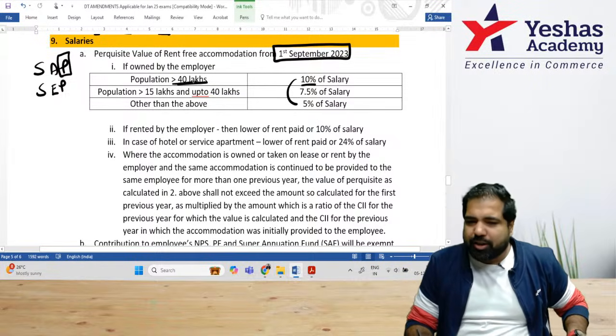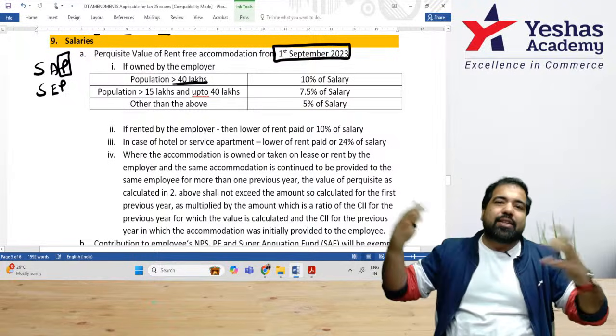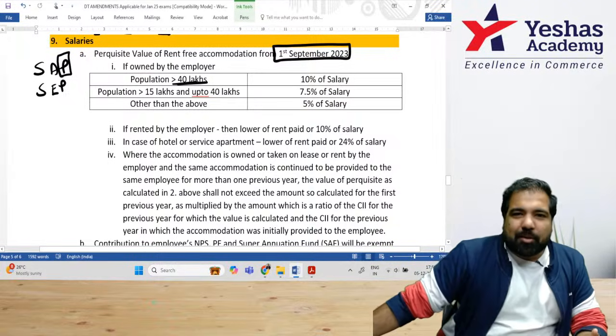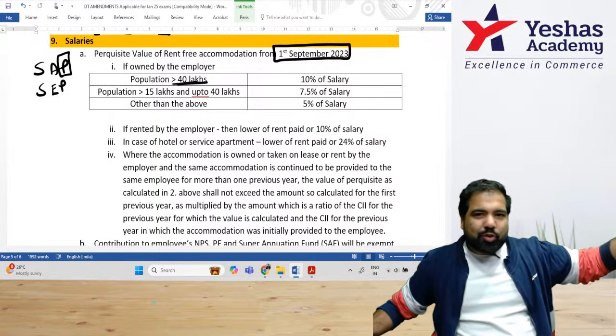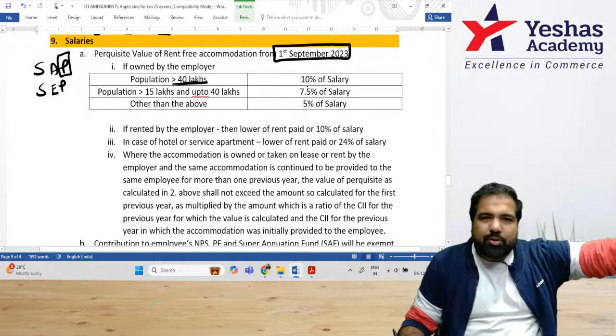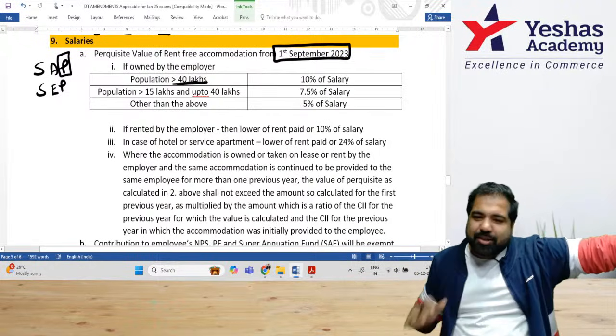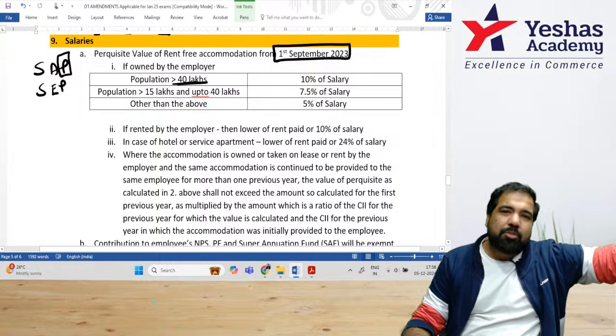Guys, here the population figures have changed and the salary percentages have reduced because overall, salaries have increased. You would have all heard some IIT grad has got a salary of crores of rupees. So now, because the salary amounts have increased, the percentages have reduced so that we are not hurt on the accommodation perquisite. This is thanks to Nirmala Sitharaman, but I'm not a big fan of this change in the middle of the year.